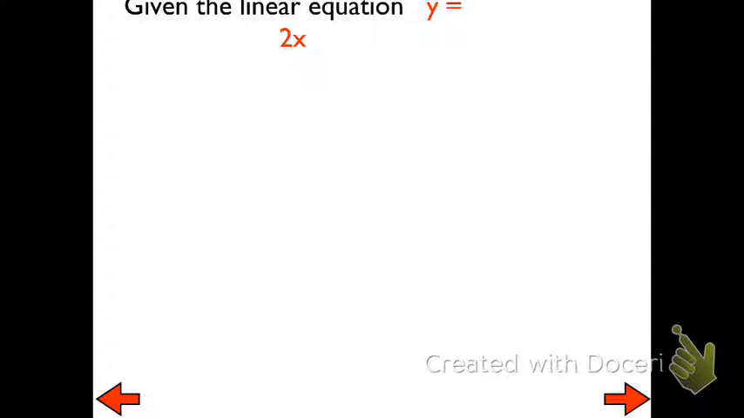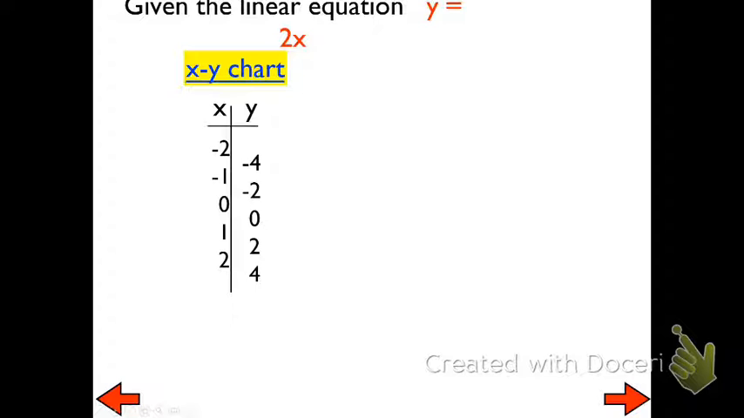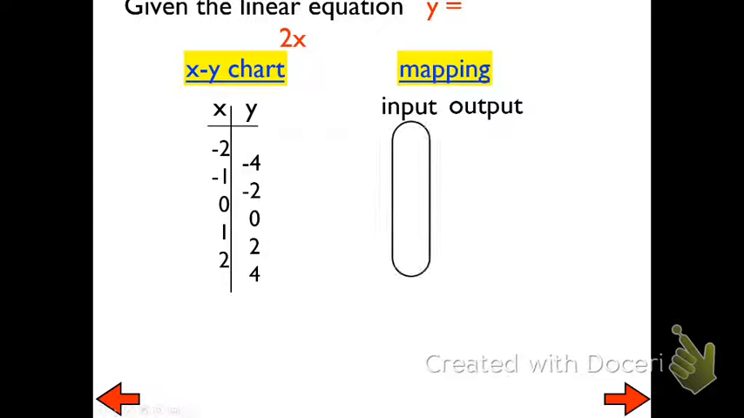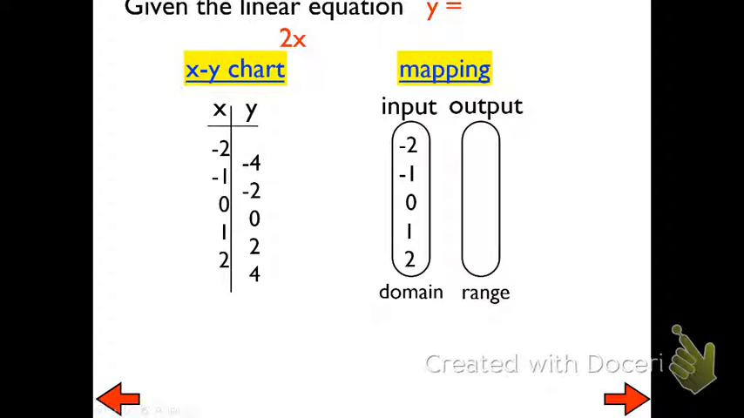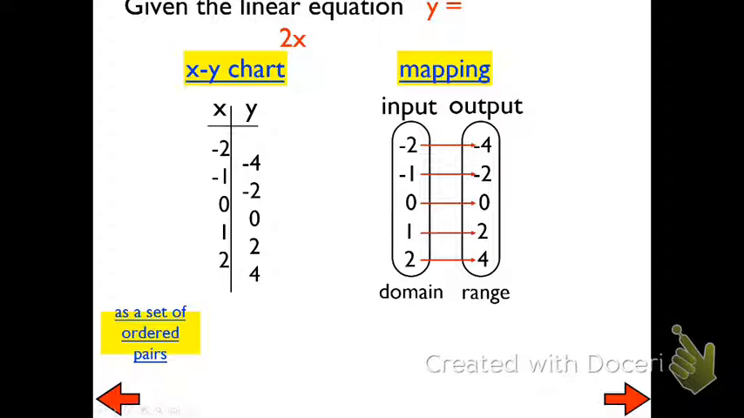Okay, given the linear equation y equals 2x, if we make an xy chart, it looks like this. And I'm sorry, it's not lined up correctly. I'll see if I can fix that before class. If we do mapping, we have all of our inputs, and then we have our outputs. And our inputs, remember, are the domain, and our outputs are the range.